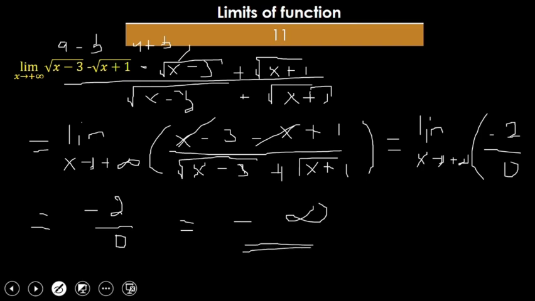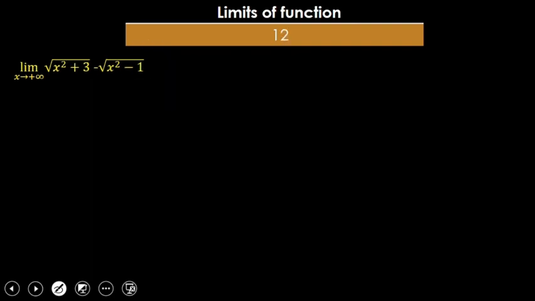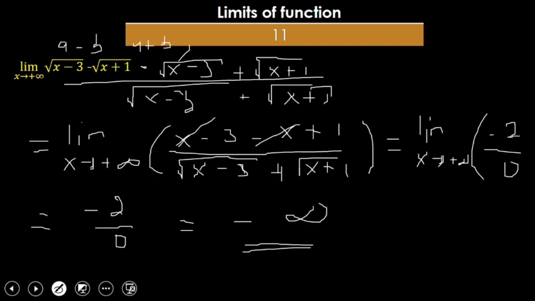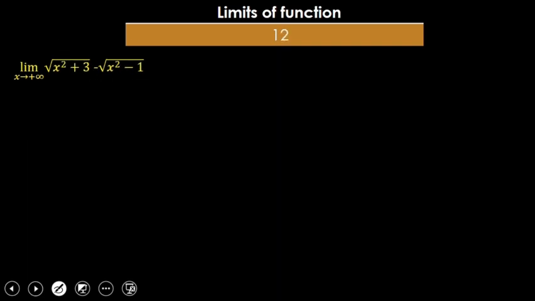Let's move to the next question, that is question number 12. In question number 12, we are asked to find the limit as x tends to plus infinity of the square root of x square plus x minus the square root of x square minus 1. It's almost the same thing as the previous one. If you substitute directly, we are going to have plus infinity minus infinity, and that is undefined or indeterminate.